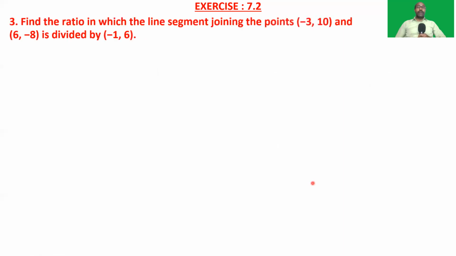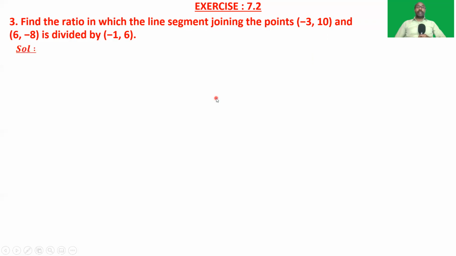So next problem. Find the ratio in which the line segment joining the points minus 3 comma 10 and 6 comma minus 8 is divided by minus 1 comma 6. So in the previous problem, the ratio is given and we had to find the point which divides in that ratio. But here the point is given and we have to find in which ratio this point is dividing the line segment joining the given points. So here the point is given, we have to find the ratio.